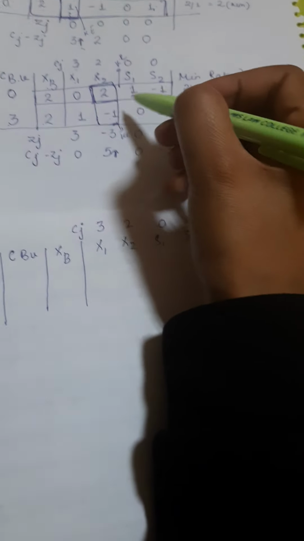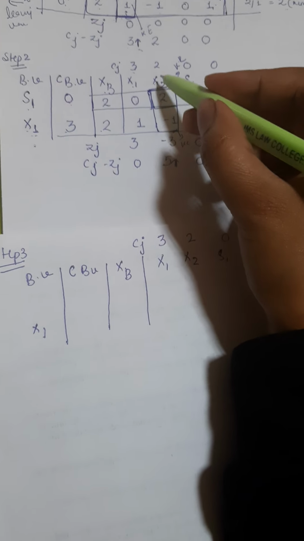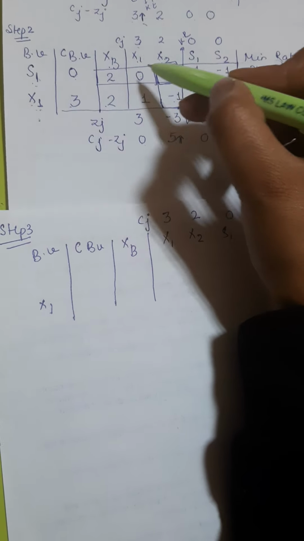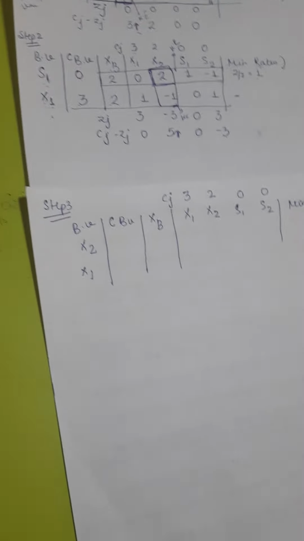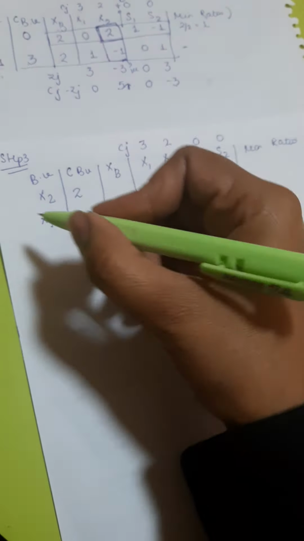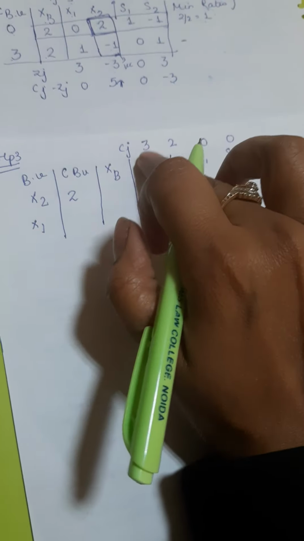Now here the key column is in front of x2 and the key row is in front of s1. So this time s1 is the leaving variable and x2 is the entering variable. So here we are writing x2 as the entering variable. Now what is the cost of x2? You will check the coefficient of x2. Here the coefficient of x2 is 2, so you will write 2 here. The coefficient of x1 in the objective function is 3.